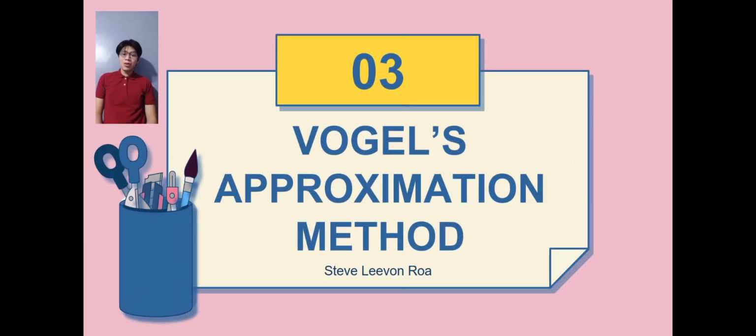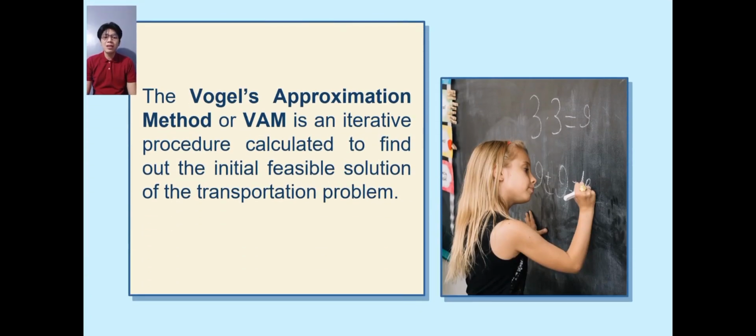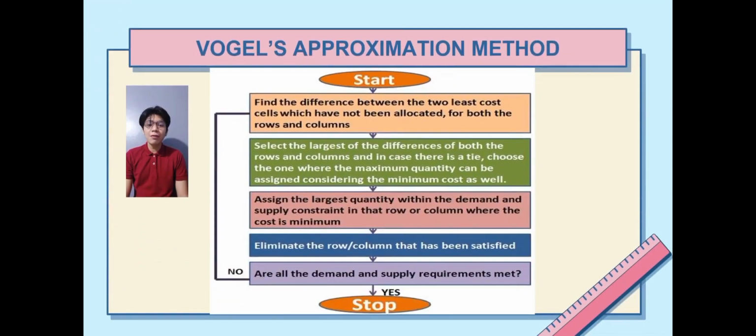Now for the next method, I will discuss the VAM, also known as the Vogel's approximation method. This method is an iterative process designed to identify the initial workable solution to the transportation problem. There are 5 steps in using this method. First step is we should determine the difference between the two least cost cells that have not been allocated, for both the rows and columns. Next, if there is a tie, we choose the one where the maximum quantity can be assigned while taking into account the least expensive price as well, and then choose the difference that is the greatest between the rows and columns.